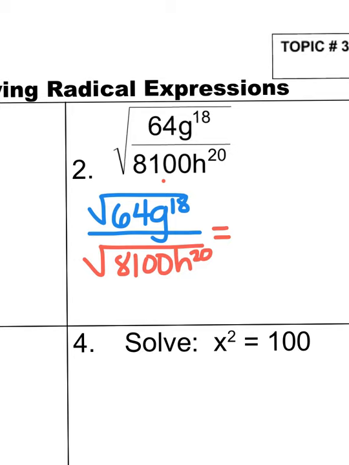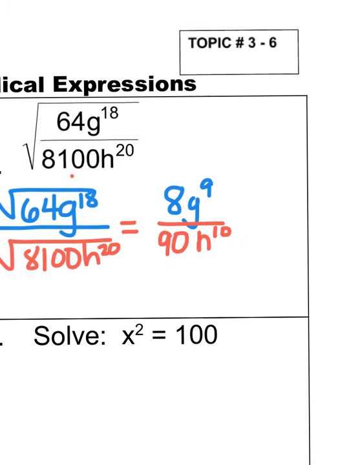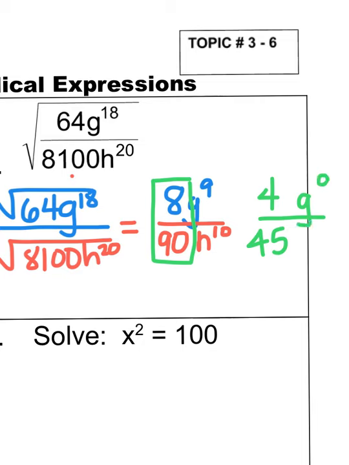The square root of 64 is 8. The square root of g to the 18th is g to the 9th. Those are both perfect squares. The square root of 8100 is 90, and the square root of h to the 20th power is h to the 10th power. Before we box our answer, we better make sure that it is simplified, but both of these have a 2 in common. So let's simplify those. It would be 4 over 45. And there's no way to simplify the g and the h, so we will leave them as they are.